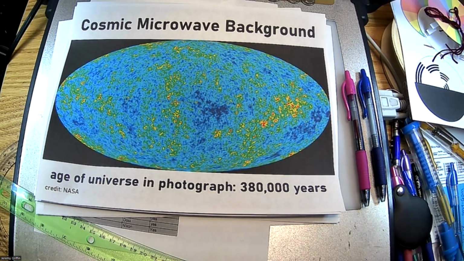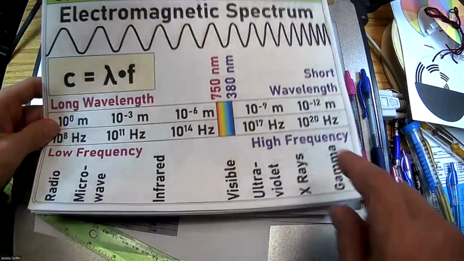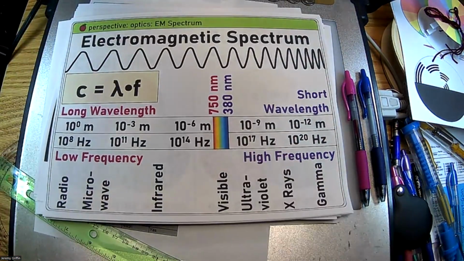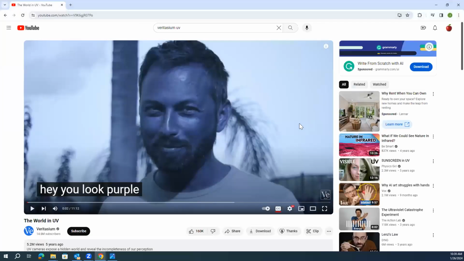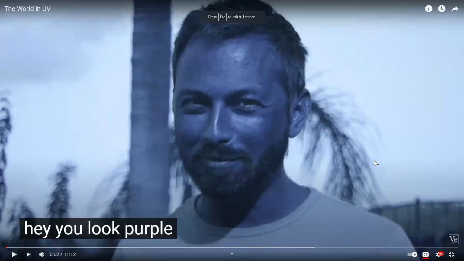But what if we go the other way? What if you want to see something in the UV part of the spectrum? What does that look like? Because some insects, some birds can see in the UV. So what does it look like in the UV part of the spectrum? Right. And I got the answer right here. Veritasium made a whole video on that, the UV camera. So there we go.